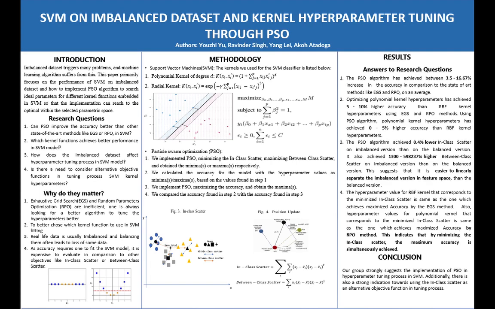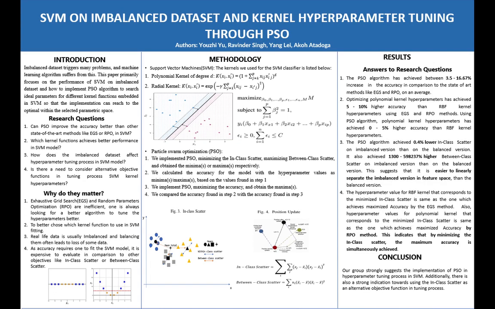For the second question, we want to answer which kernel function achieves better performance in the SVM model. We tried different parameter settings and different methods. From that, we conclude that across both variants of datasets, polynomial kernel hyperparameters have achieved 5 to 10% higher accuracy than RBF kernel hyperparameters using EGS and RPO methods. Using the PSO algorithm, polynomial kernel hyperparameters have achieved 0 to 5% higher accuracy than RBF kernel hyperparameters.